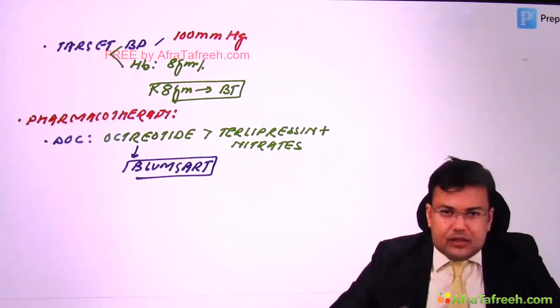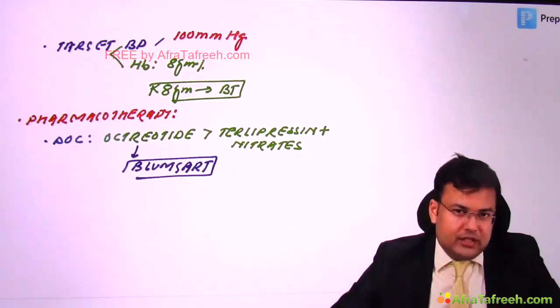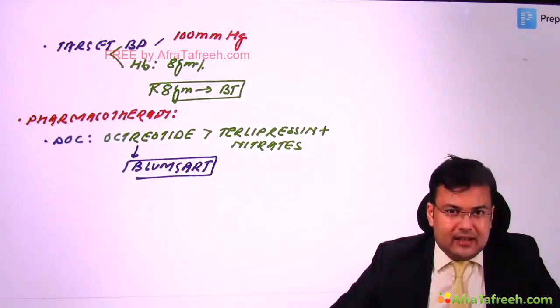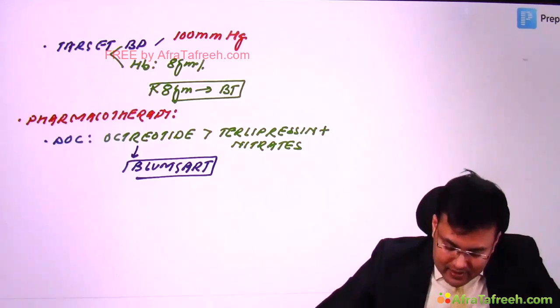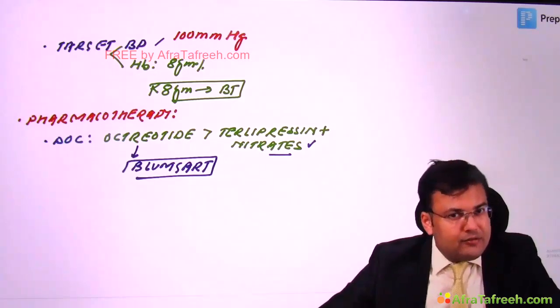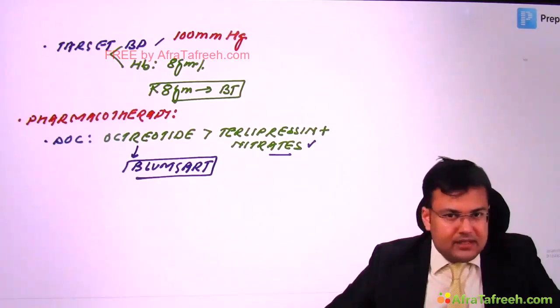Why is terlipressin not the drug of choice? Because it causes intense or severe vasoconstriction, and that's why in certain patients it can precipitate angina. To counteract this side effect, which drug is given? Nitrates. So that's why the drug of choice is octreotide. The alternative is terlipressin plus nitrates.